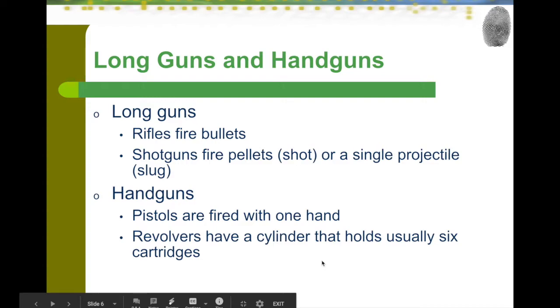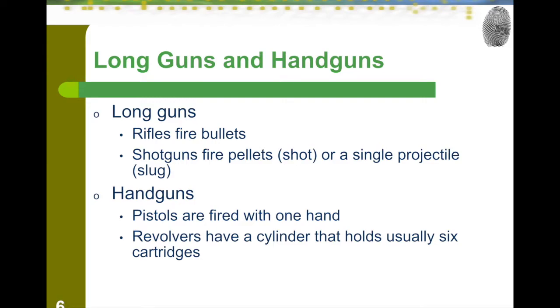Long guns, there are a couple different types of long guns. There are rifles, which fire bullets, and there are shotguns, which either fire pellets, which will be basically in a canister and will spray out when the gun is shot, or a single projectile, which you call a slug. And then there are handguns. Handguns are pistols that are fired with one hand. Revolvers, like we said, had a cylinder that holds usually 6 cartridges.